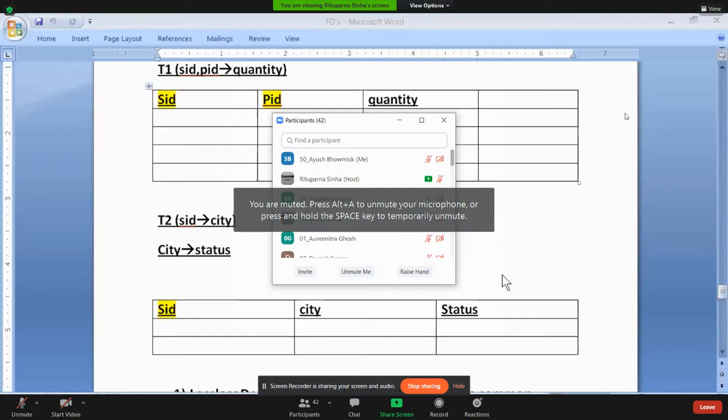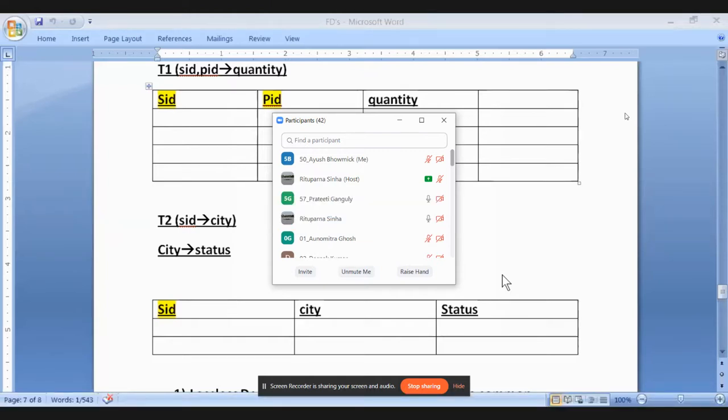Candidate key of whom? Candidate key of at least one of the tables. At least one of the tables. Okay? Yes, ma'am. Good.